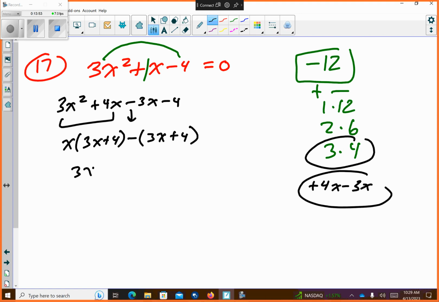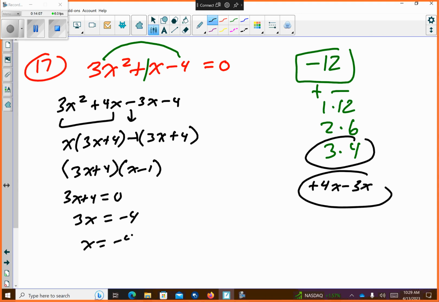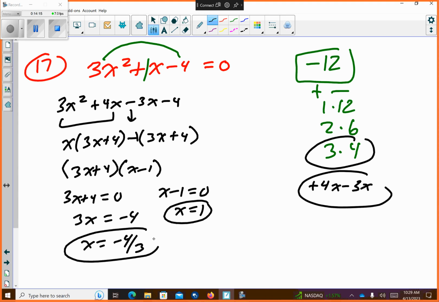So I get 3x plus 4 and x minus 1. So my answer, 3x plus 4 equals 0. Divide by 3. Or x minus 1 equals 0. There's my two answers. Could I have used the quadratic on it? Yeah. And it's still going to come up with the same thing. But again, my friends, the problem is so many people make errors on the quadratic formula because there's a lot of moving parts that are existing in that problem. So you just have to be cautious.